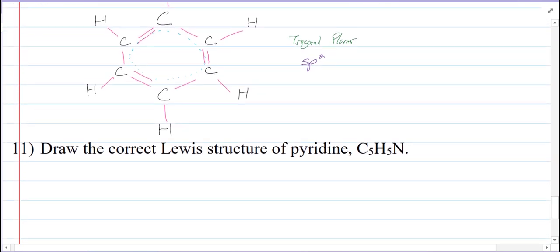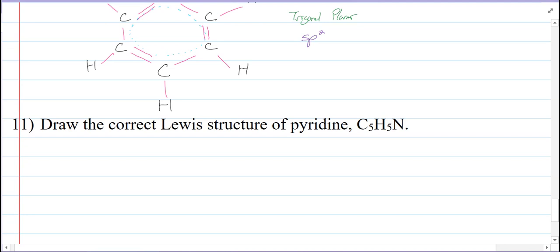Let's look at pyridine now. Try to come up with pyridine. If you notice, it's the same valence electrons, so 5 times 4 electrons plus 5 times 1 electron plus 5 electrons. Still 30 electrons. Let's go ahead and pause. Try to draw the Lewis structure of pyridine, knowing what we just did for benzene.